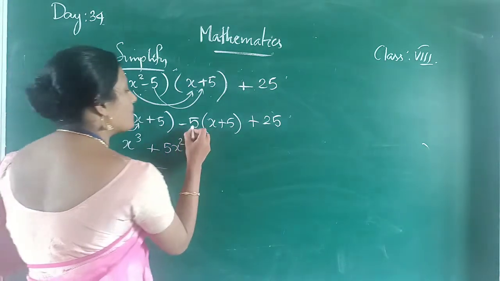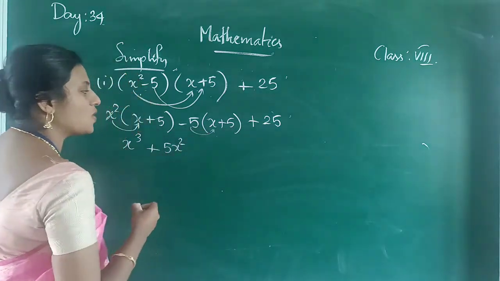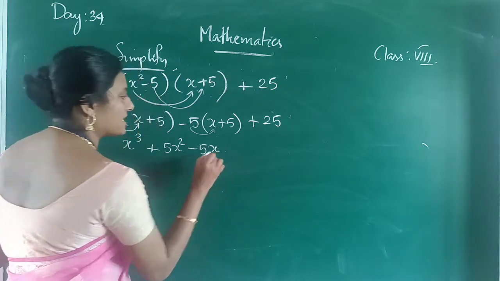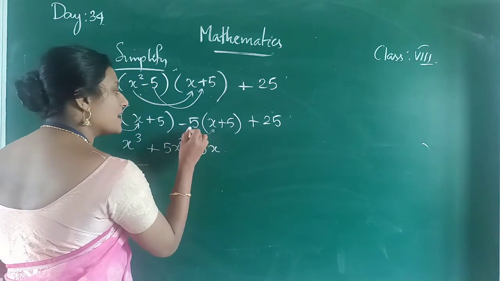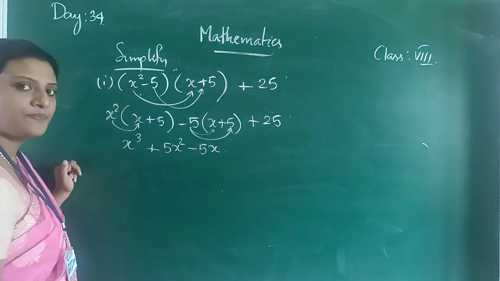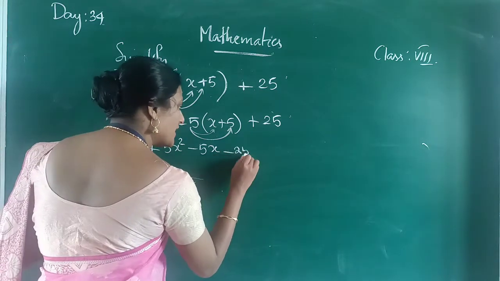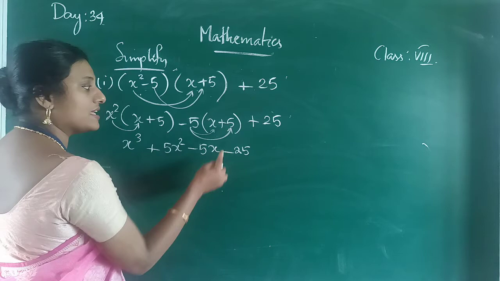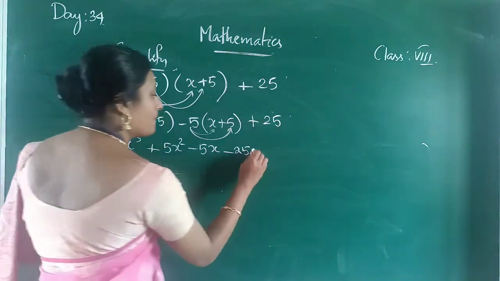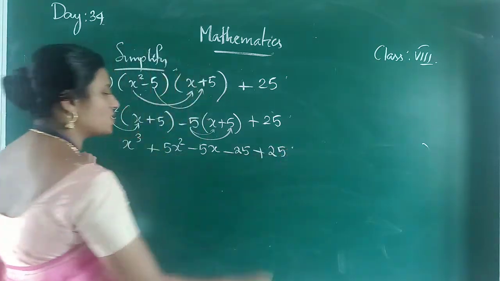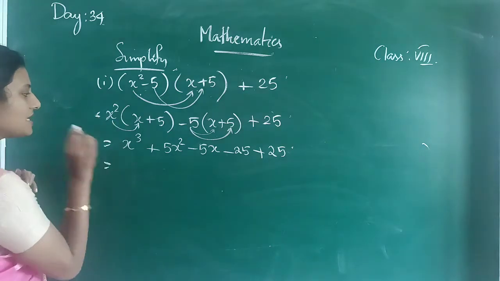Okay, then minus 5 into x is what? Minus 5x. Next, minus 5 into plus 5 is minus 25. Different signs, multiply the numbers and put the negative sign. Plus 25. So this is equal to.